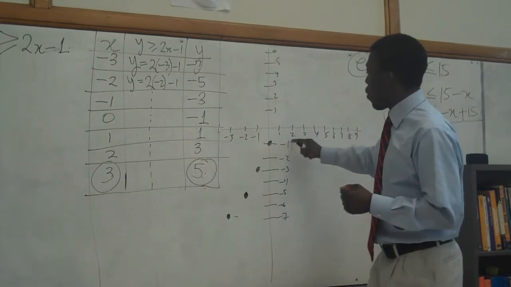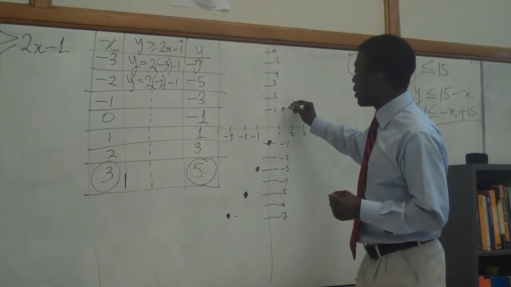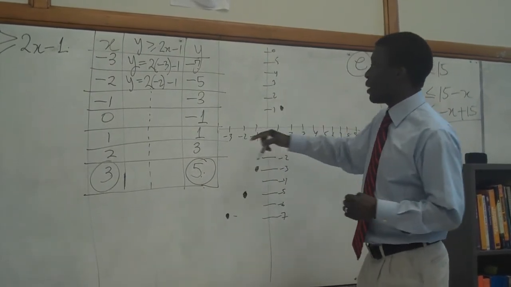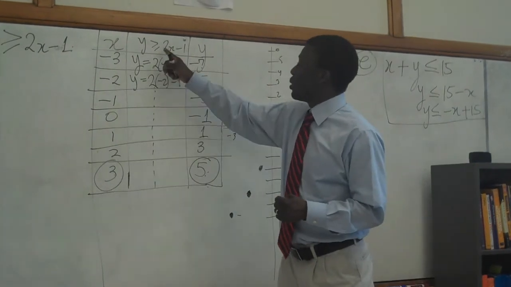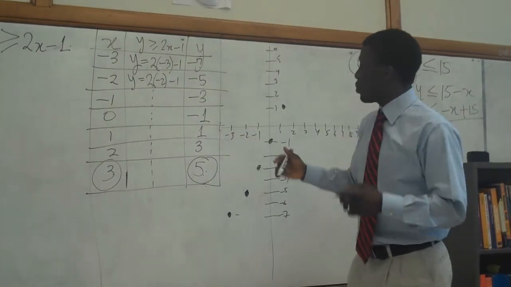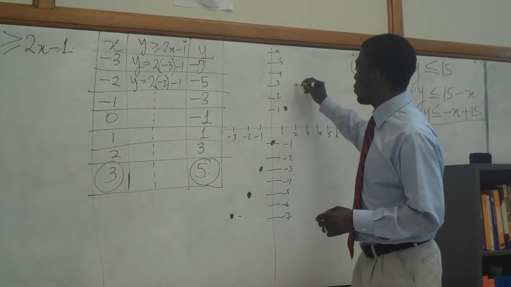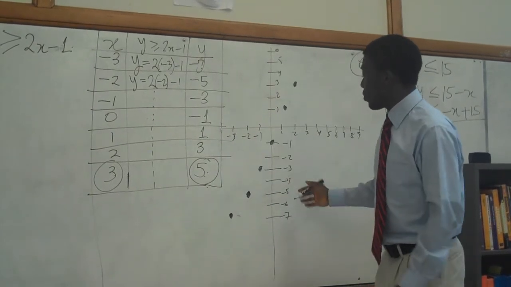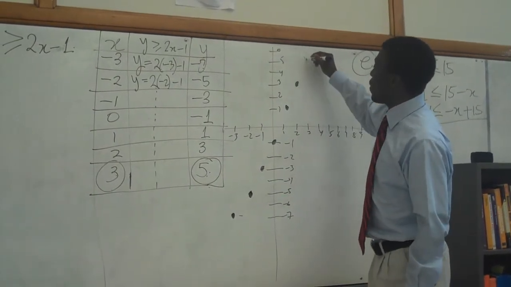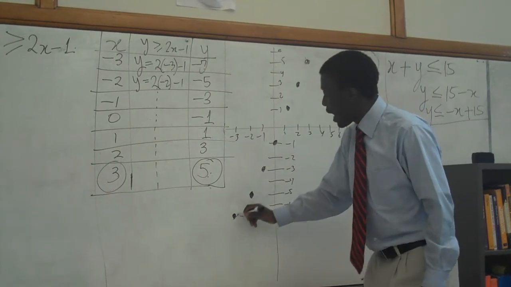The next point we have is 1 and 1. When x is 2, it goes in there, and we have 4 minus 1, which is 3. So when x is 2, y is 3. And then our last point here is 3 and 5. So when x is 3, we get 5 right there. And so we draw a line.